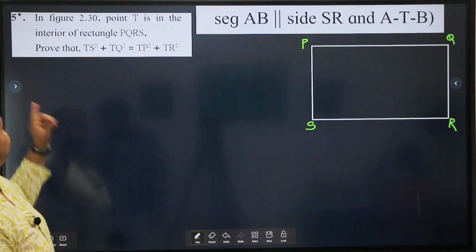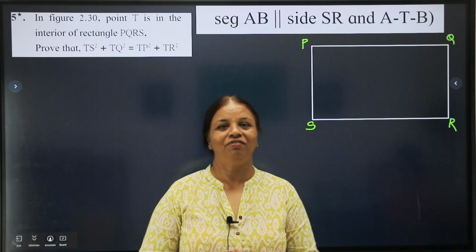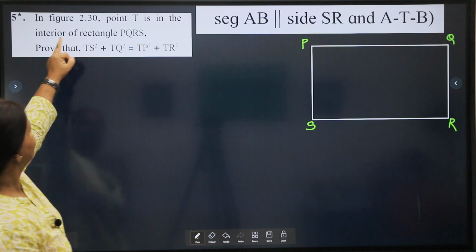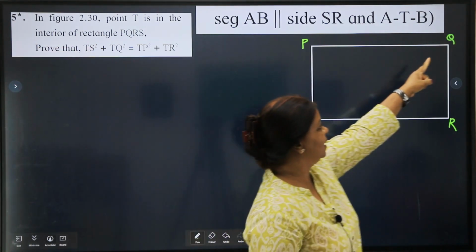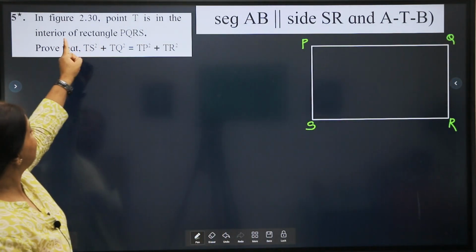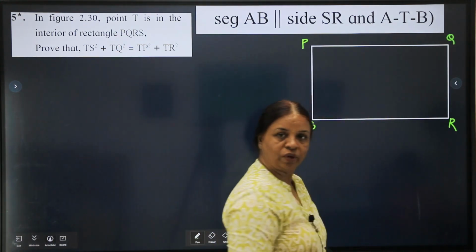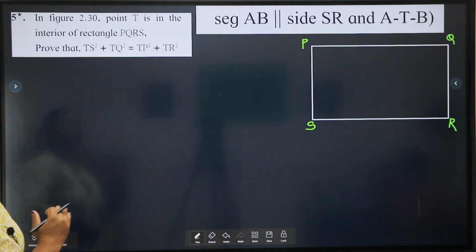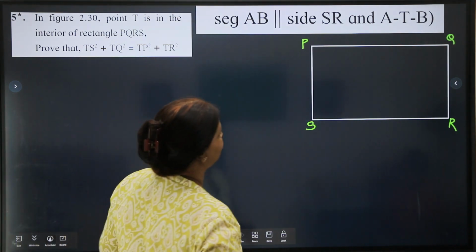Children, now we are on fifth sum of our exercise 2.2, which is the last sum of our exercise 2.2 of Pythagoras chapter. You can see here, children, there is one figure of a rectangle PQRS, a parallelogram we can say. T is in the interior of the rectangle PQRS, means T is somewhere inside, and we have to prove that TS square plus TR square is equal to TP square plus TQ square.